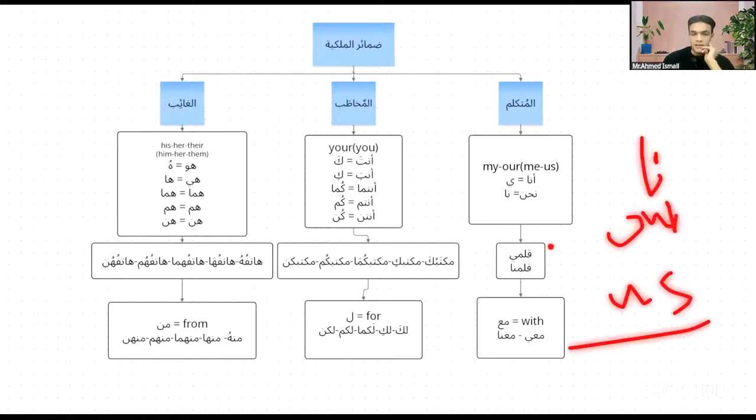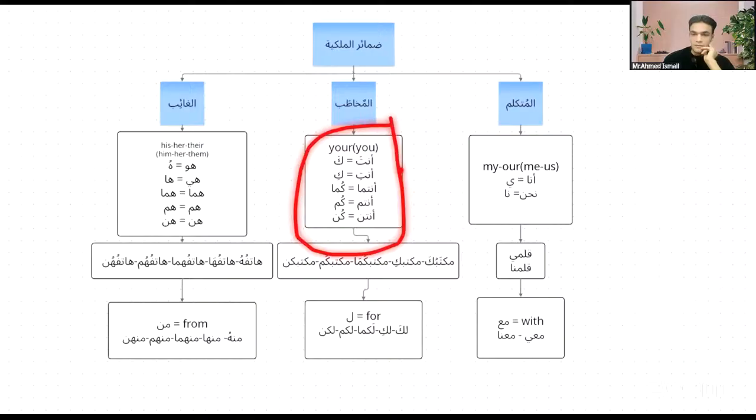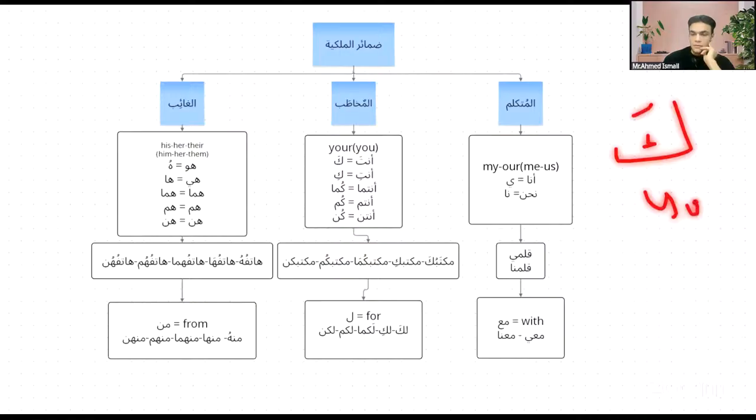And for the next, the other ضمائر, the other pronouns, we have kaf in the end with fatha. Like all of us know, kaf in the end with fatha means your. But it also means you in the middle. Like if I want to say, for example, with you, I would say ma'aka. And here we have lam before the thing. I would say lam, which means for something. So if I want to say for you, I would say laka.